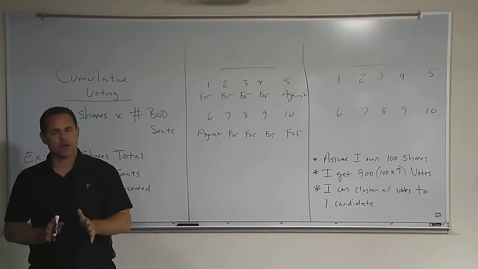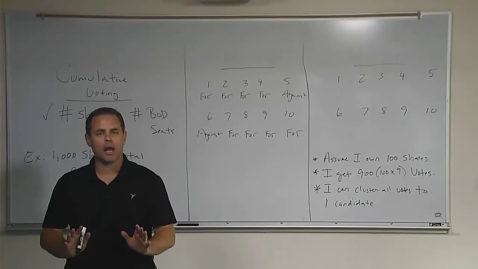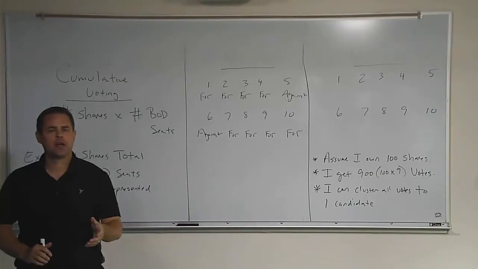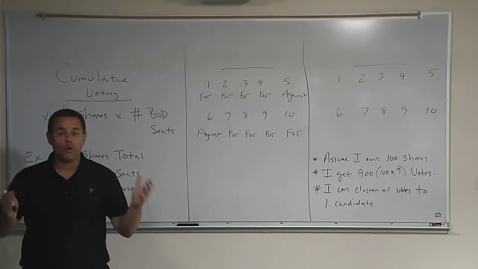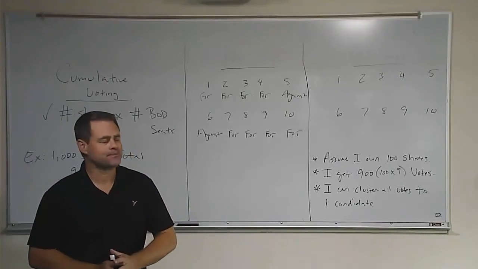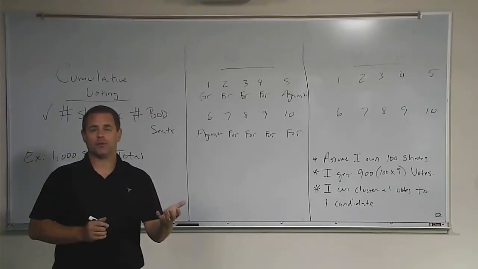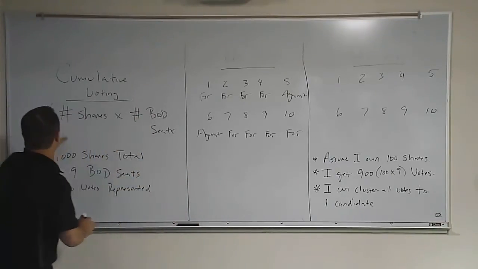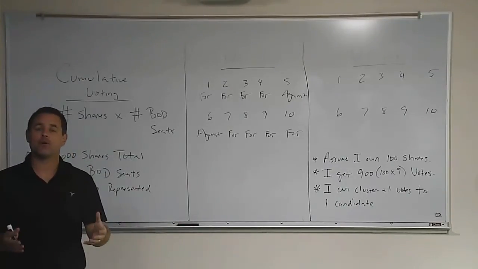Now, cumulative voting basically is where you multiply the number of shares times the number of board seats, and the pool of shares ends up being that number. So without cumulative voting, we just have simple votes. So let me just say this: number of shares times number of board seats is how you would figure out how many votes there are.